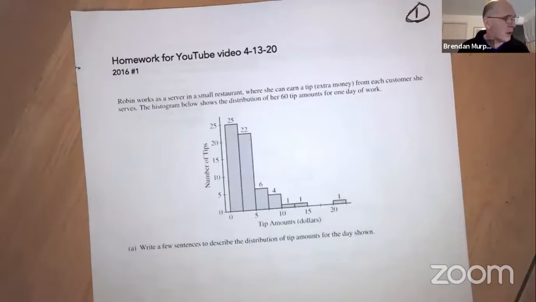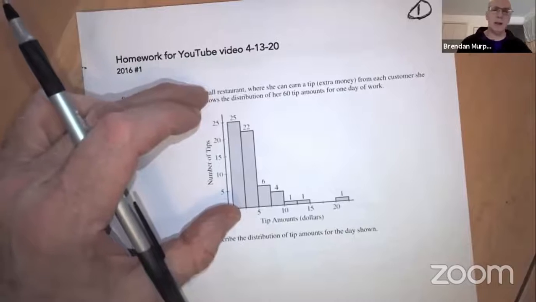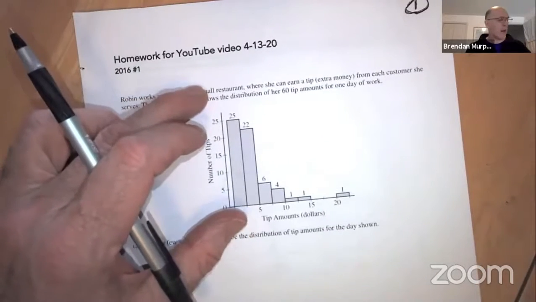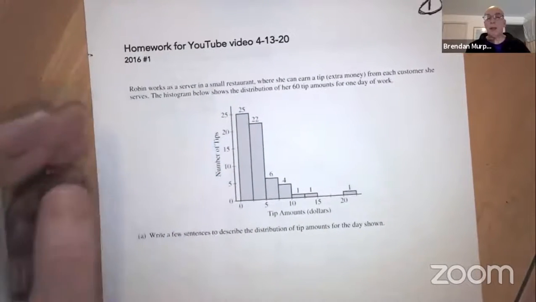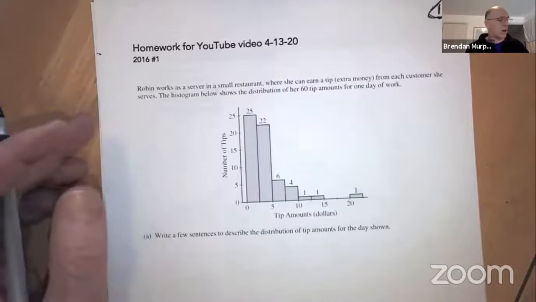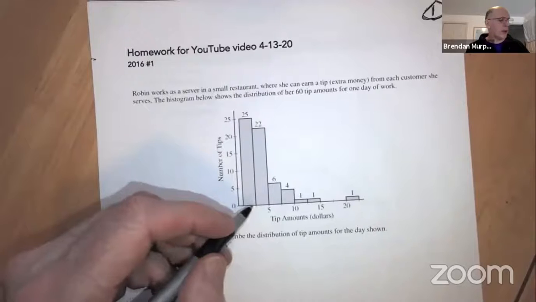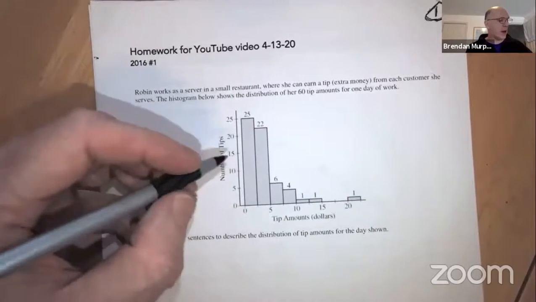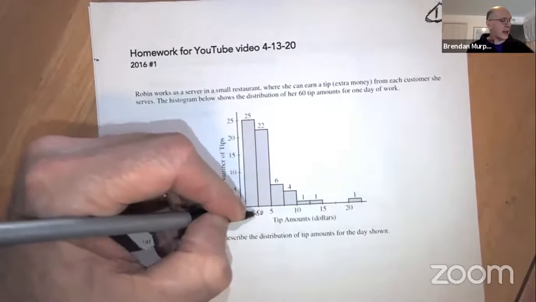The histogram below shows the distribution of her 60 tip amounts for one day of work. So I would spend a minute or so really understanding the problem and, equally important, understanding the graph down here. Now, with 60 data points, there's no way we want you to type that into your calculator. So I think that would be the wrong approach here. And when I really look at this histogram, I know that between $0 and $2.50 here, and $7.50.